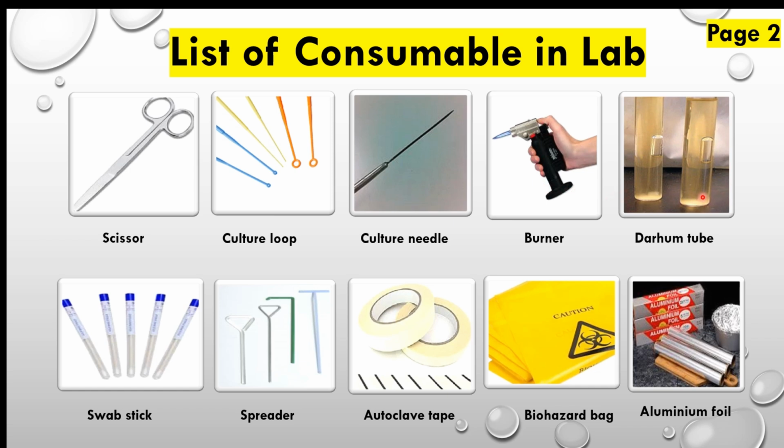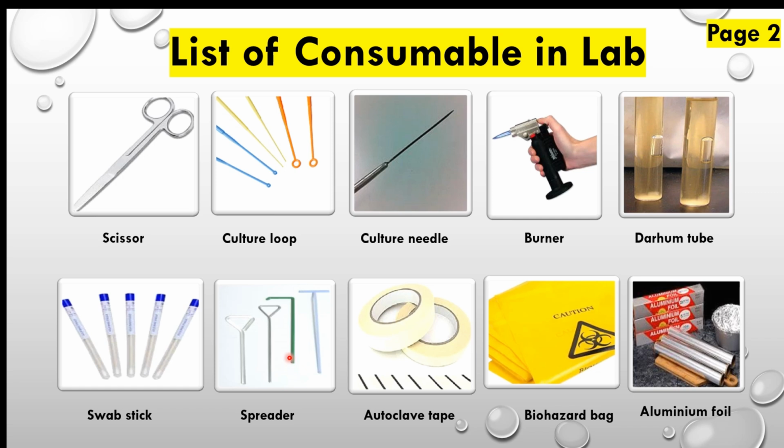Durham tubes are normally used for checking gas production in any broth medium, especially in the form of bubbles. Swabs are also required for environmental monitoring. When we go for checking any incubators, machines, or equipment, we simply take a swab and then process it for our testing.